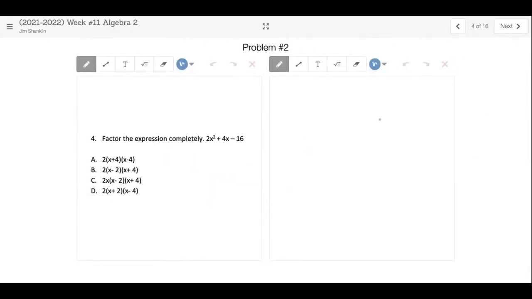Number 2, we have 3 terms again. First thing I ask myself, can I factor anything out? I've got 2x squared plus 4x minus 16. So I'm going to factor out a 2 right off the bat. If I factor out a 2, I'm left with x squared plus 2x minus 8. Do I have to use the cheater method on this problem?